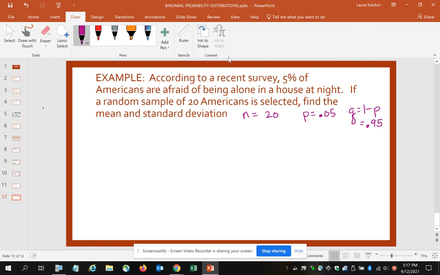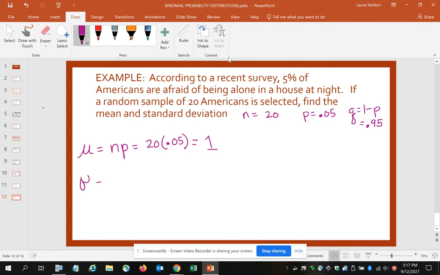And so if I want to find the mean, that's simply the sample size times the probability of success. So we would have 20 times 0.05. And again, I'm just doing these calculations on my little handheld calculator. So I have 20 times 0.05, which is 1. So the mean would be 1.